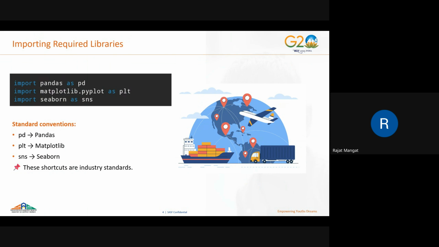This PD, PLT, and SNS are basically standard conventions. We use them as aliases for these words. Instead of writing pandas everywhere, we can write PD. Instead of writing matplotlib.pyplot everywhere, we can use PLT after we import it as an alias. Okay, so these are the shortcuts that are generally followed in the industry.